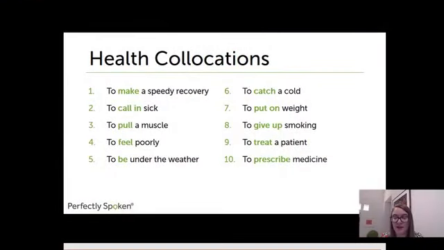How did you do? Excellent work if you got some of those correct. Really well done. Let's just quickly have a look at number 5. This is a nice expression, to be under the weather. Have you heard this expression before? It's what we call an idiomatic expression, to be under the weather.